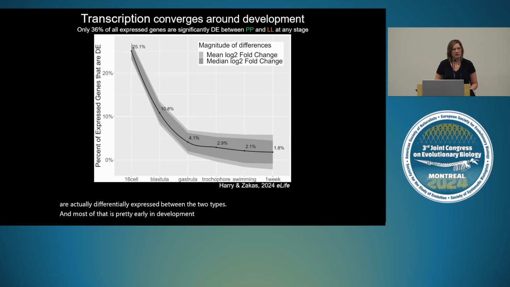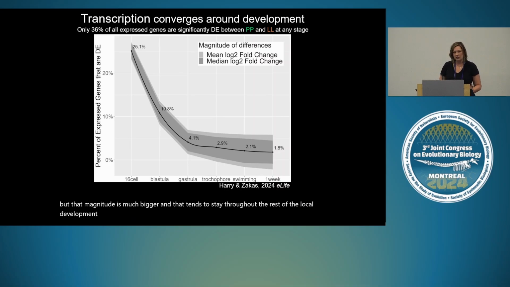So about 25% of the genes are differentially expressed at the 16-cell stage, but the magnitude of that difference is not very large. Right? So lots of things that are differentially expressed a little bit. But that drops dramatically as we get to the gastrula stage. So at this point, only about 4% of the genes are differentially expressed, but that magnitude is much bigger, and that tends to stay throughout the rest of the larval development. So potentially, these are genes that are contributing to those larval developmental differences.